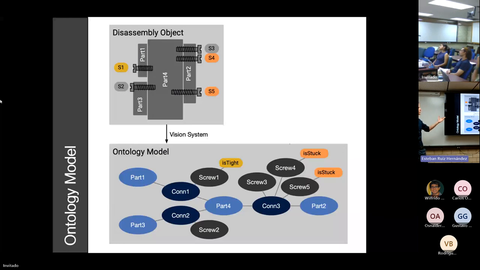So how does this whole system look in our ontology database model? We have our disassembly object consisting of multiple parts, which are connected by screws. And these screws are quite relevant for controlling the robot to the particular screw, but for the actual planning, it's not that important. So in theory, in our model, we have all the information from the whole object. So we have the different parts having connections and the different screws. Multiple screws can be part of a connection, and they can be stuck or too tight. So this information can be used for the planning.